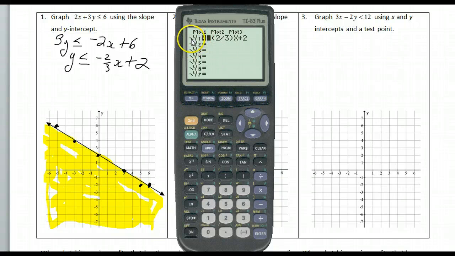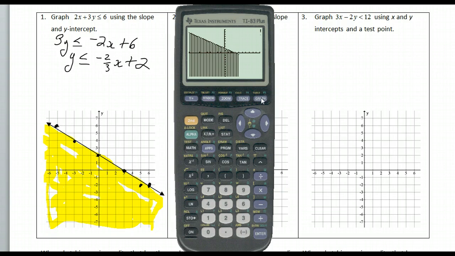And I can go here, and if we arrow over to the left and keep hitting enter, you'll see how we move through different regions here. This is make a thick line. That's shade above. This is shade below, which is what we want. And so I'll hit graph. And the calculator will graph our inequality shading below. The only thing is it won't distinguish between a less than or equal to and a strictly less than. But that's a way that you can use the graphing calculator.